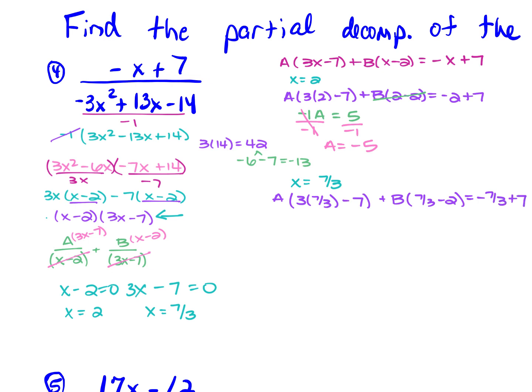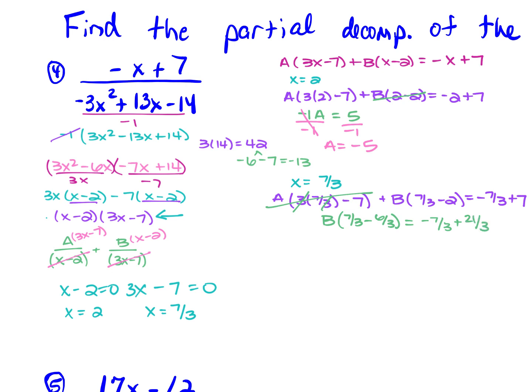The 3 times 7/3 is just 7. 7 minus 7 is 0. A times 0 cancels the whole thing out. B times 7/3 minus 2 has to turn into 7/3 minus 6/3. And then the negative 7/3 plus 7 is going to turn into negative 7/3 plus 21/3.